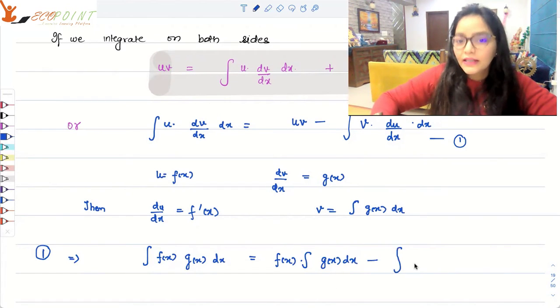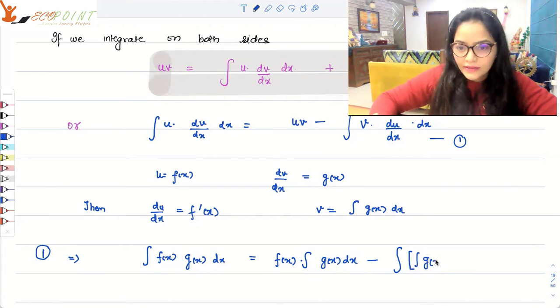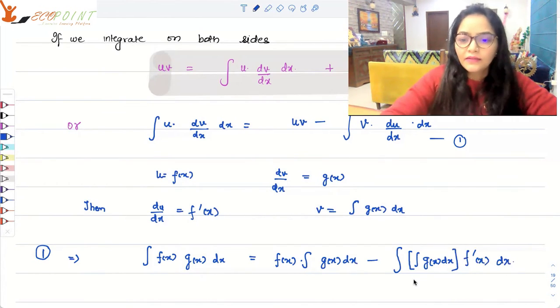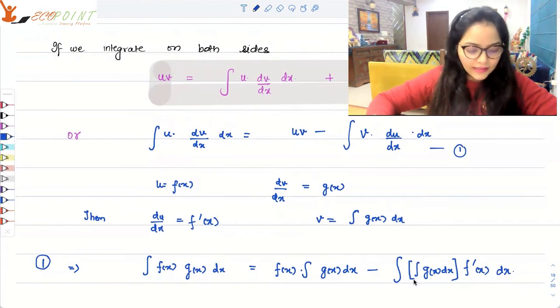minus the whole integral of v, where v is the integral of gx dx, that's v into the derivative of u. So that is f dash x dx. du by dx is f dash x.